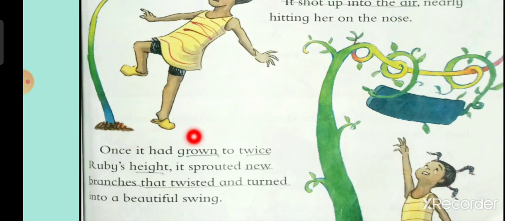Once it had grown to twice Ruby's height, it sprouted new branches that twisted and turned into a beautiful swing, as you can see in the picture.